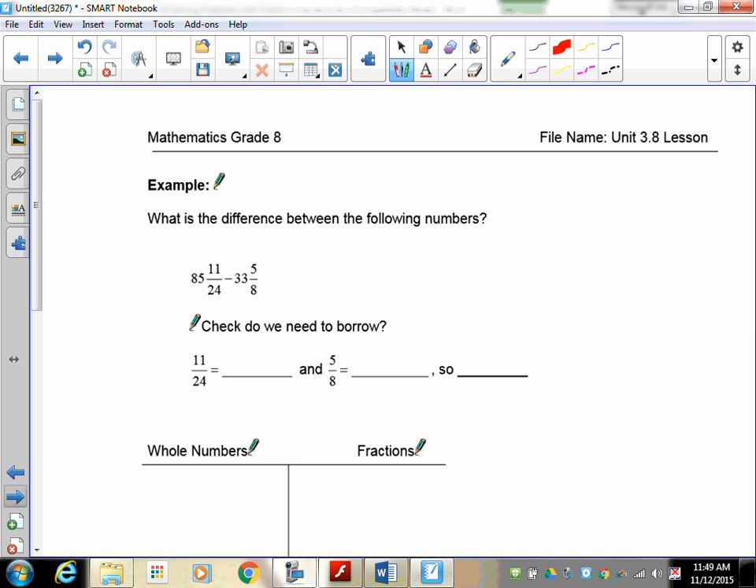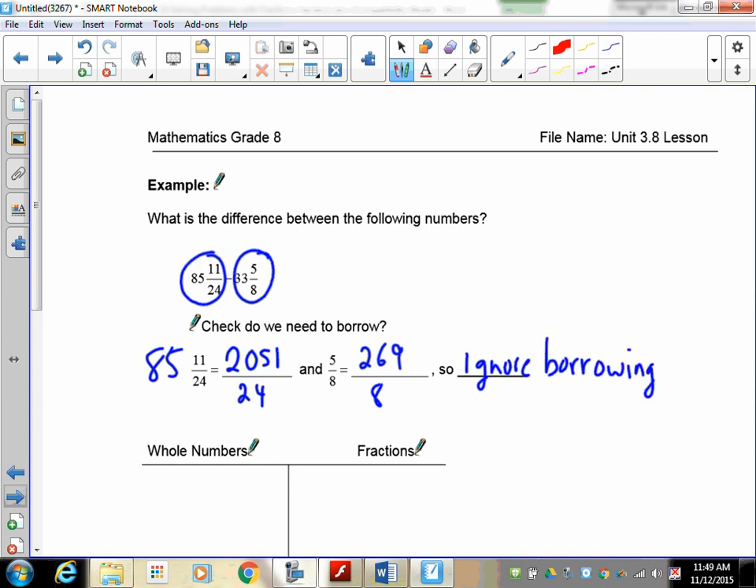It may require that you have large numbers, and you will get large numbers. That's not a problem. This is what we're going to do. I want you to take 85 and 11 24ths. I want you to convert it to an improper fraction. Okay, so that's going to be 24 times 85 plus 11. Now you're going to get a huge number, 2051 over 24. But you have a calculator, so it shouldn't be too difficult. Now we're going to take 8 times 33. We're going to multiply that. Plus 5 gives me 269 over 8. So you can ignore borrowing this way.